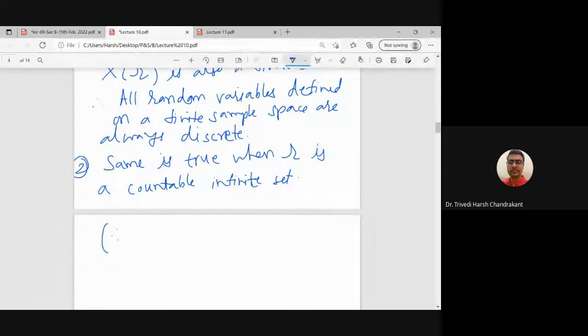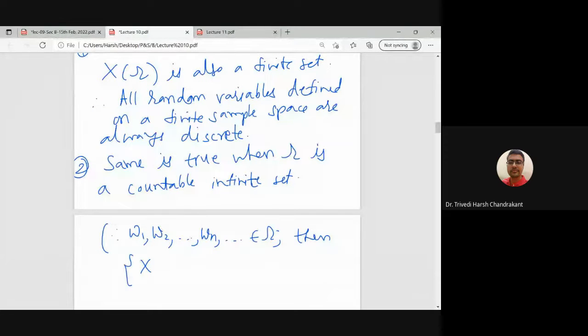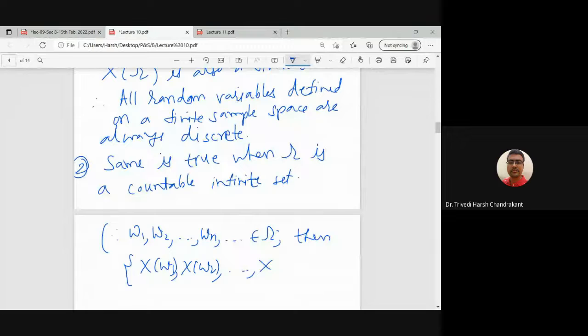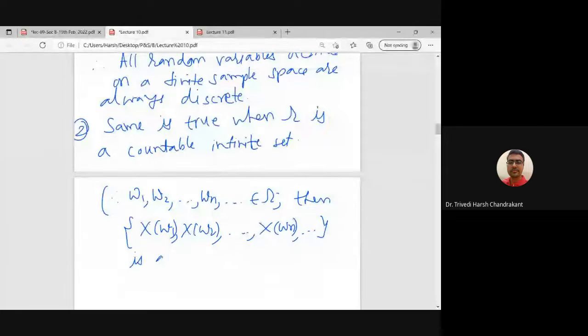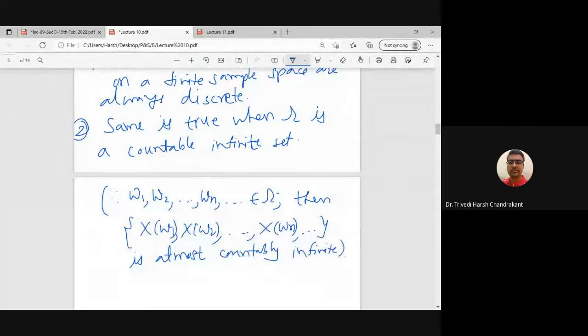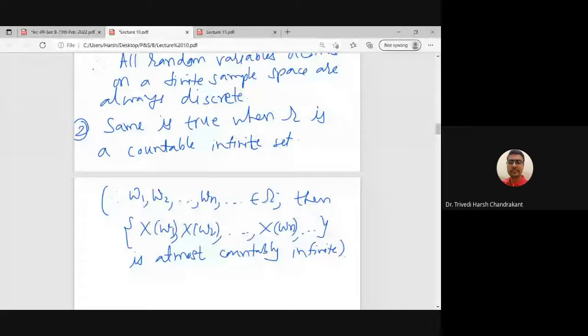Because suppose we have infinitely many elements in the domain, then the set X(omega_1), X(omega_2), ..., X(omega_n), ... is also at most countably infinite. So at most countably infinite means that it is not an uncountable set. It is either a finite set or an infinite countable set.